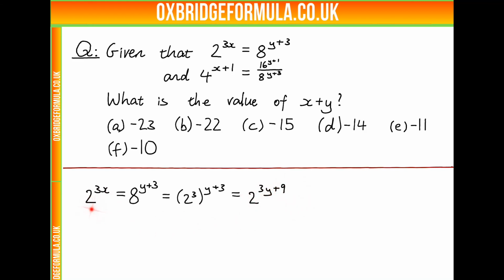And because raising 2 to a power is a one-to-one function, the fact that 2^(3x) equals 2^(3y+9) tells us that 3x must equal 3y+9. We can then divide this equation through by 3 to get a simpler equation, which is x equals y plus 3. Can you see how to do something similar with the second equation?